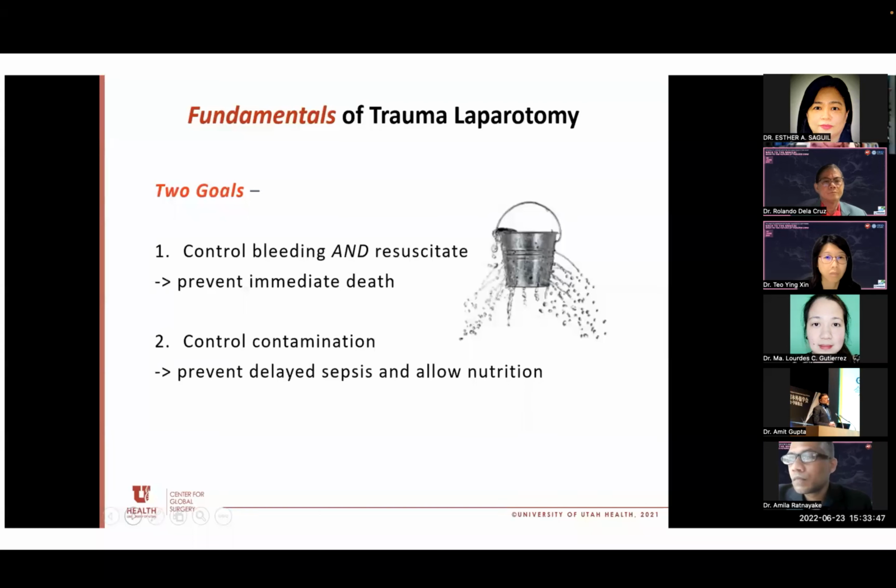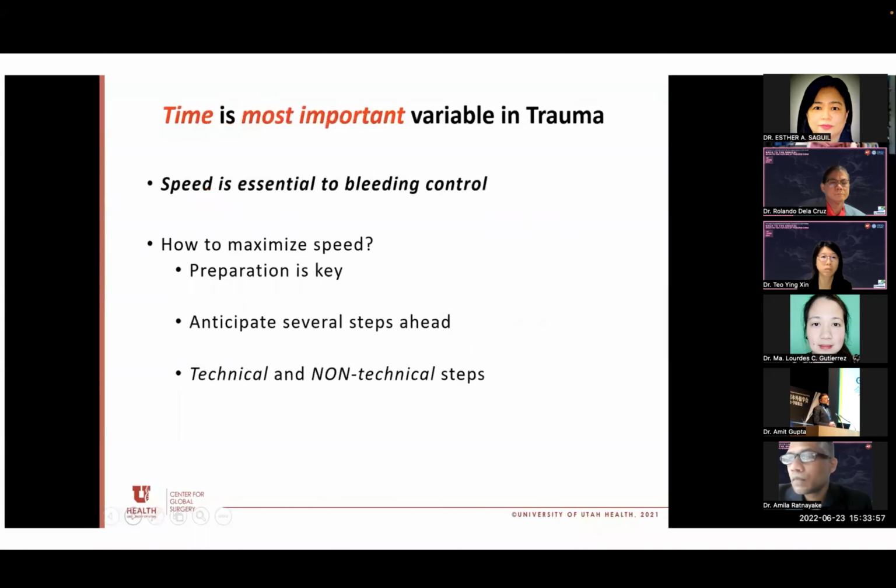The second goal of a trauma laparotomy is to control contamination, and obviously this is to prevent delayed sepsis and help with nutrition. Time is the most important variable in trauma. Speed is essential, especially to bleeding control. So then the question becomes, how do you maximize speed? And obviously preparation is key, and anticipation of future steps is really important.